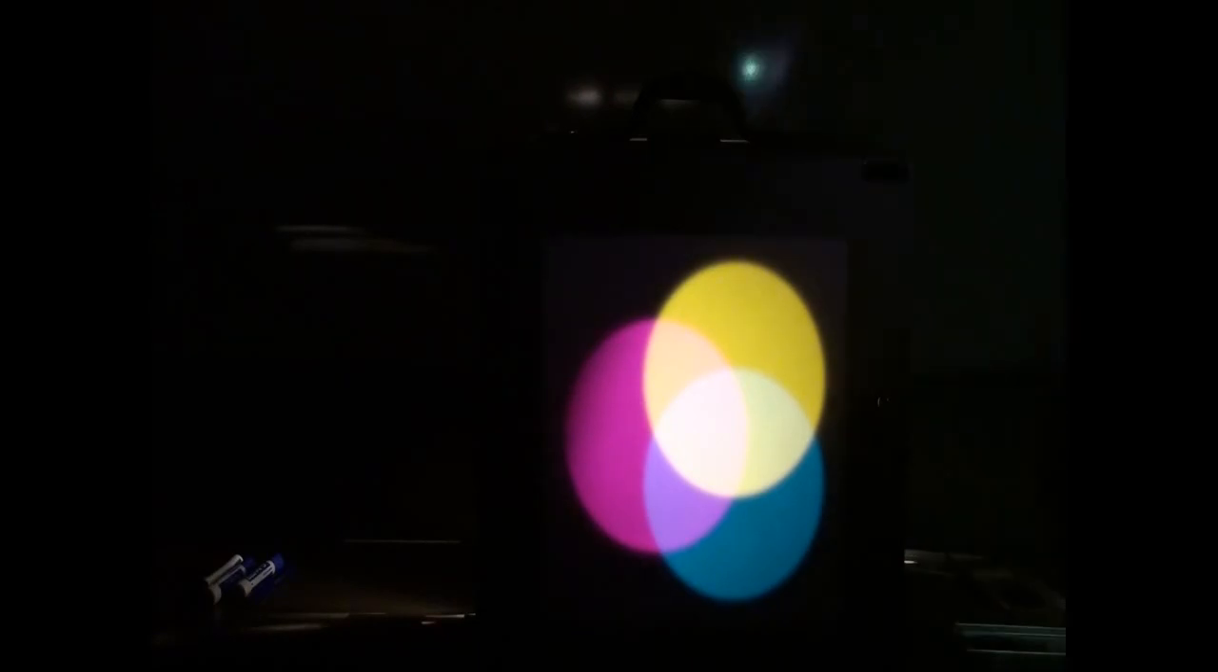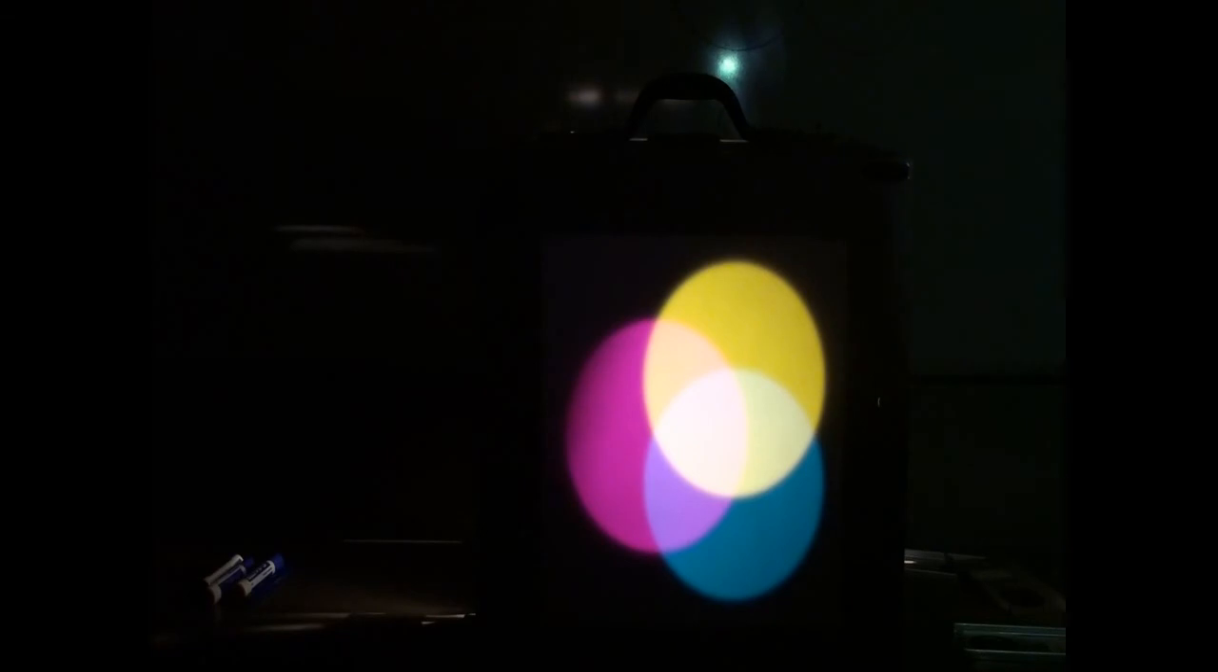Try adding different colors of the additive primaries and also the subtractive primaries and see what mixtures you get and which ones work the best.